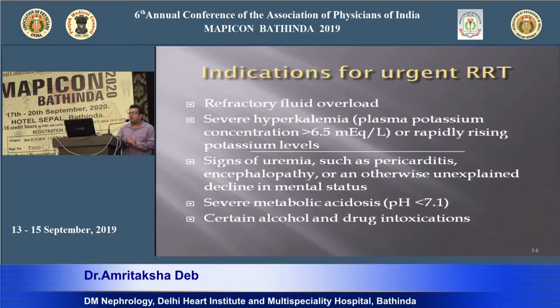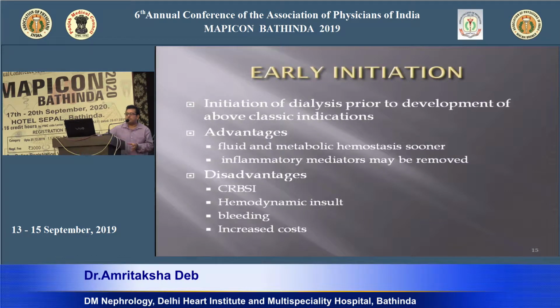So the indications of urgent renal replacement therapy, these have no doubts. This is like refractory volume overload, someone has severe hyperkalemia more than 6.5 or rising potassium levels, signs of uremia like encephalopathy or pericarditis occurring, severe metabolic acidosis occurring, certain alcohol as well as drug intoxications. These have no doubts. We have to dialyze these particular patients.